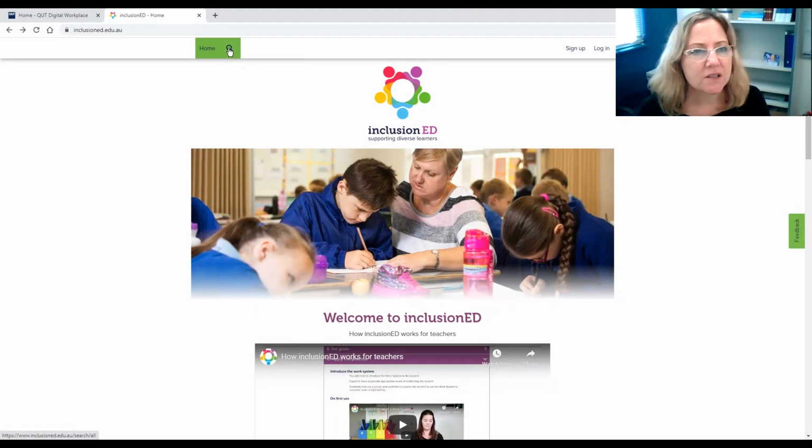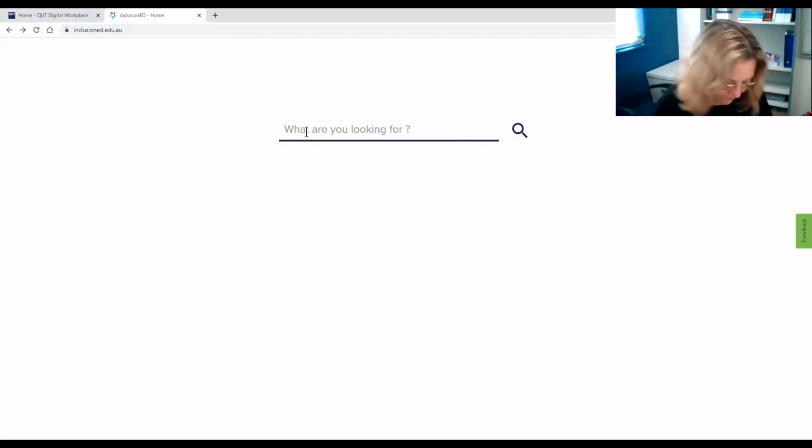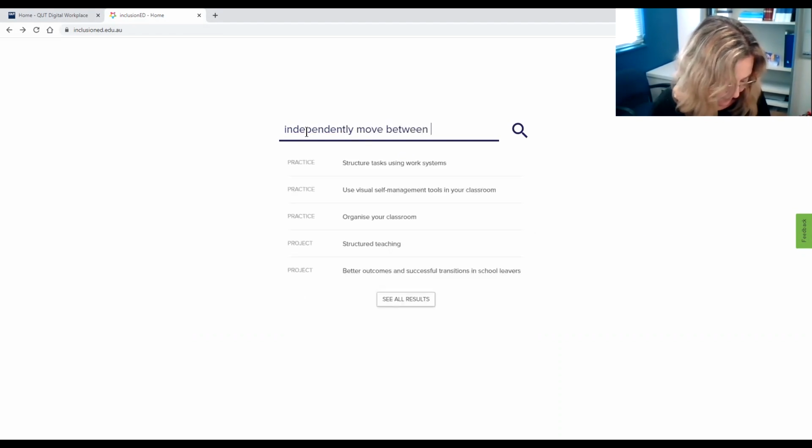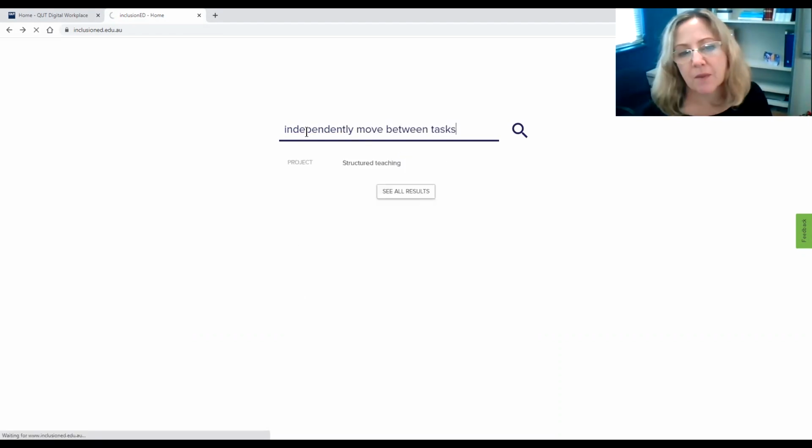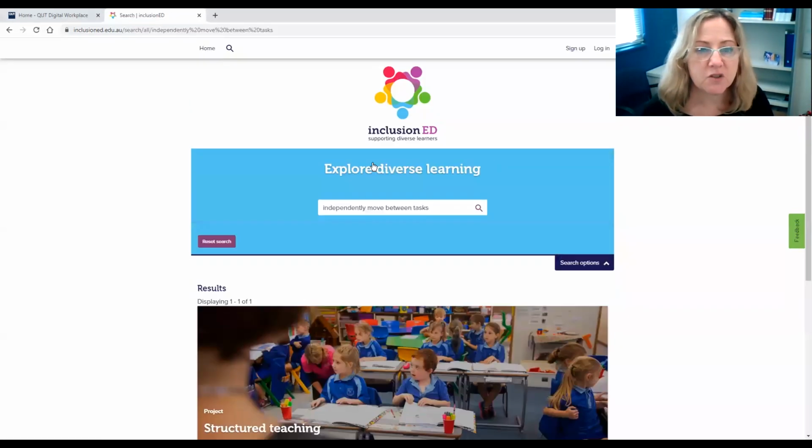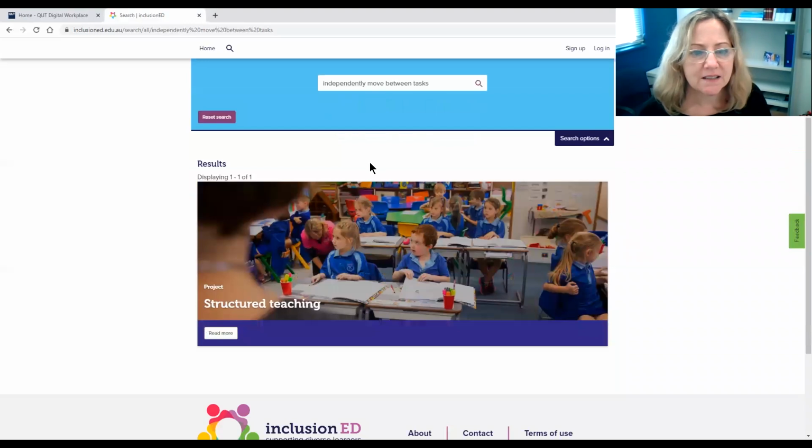I'm coming to Inclusion Ed because I'd like to find out how I can support students to independently move between tasks. At the moment, I'm constantly having to prompt a number of students in my class to move from one part of a task, or one entire task, to the next. So let's have a look.